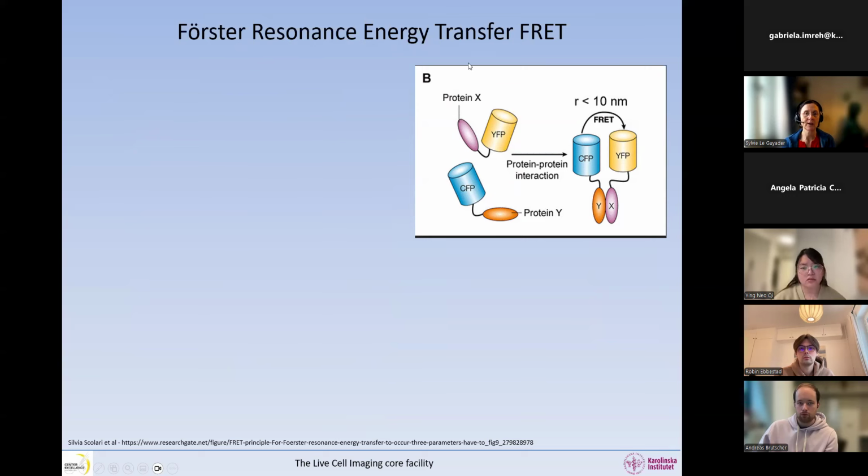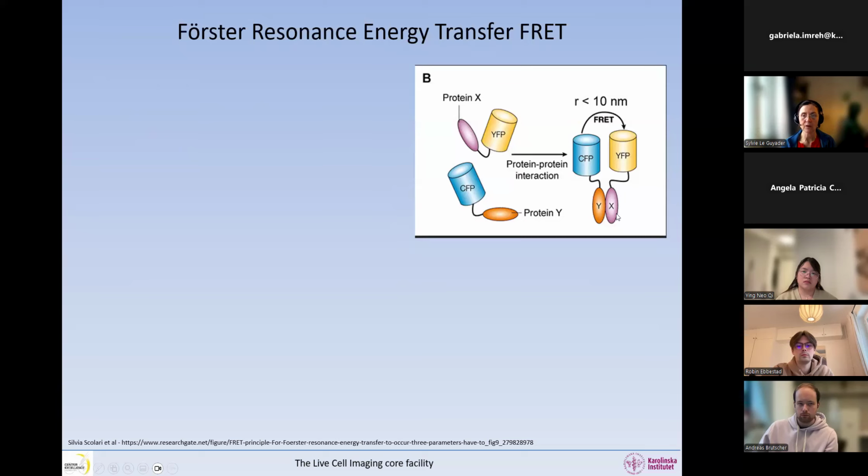Another way to see molecular interaction is FRET, which is called Förster resonance energy transfer. And what happens here, we can have two proteins, one labeled with a fluorophore, for example, YFP, and another protein of interest labeled with another fluorophore, like, for example, CFP.